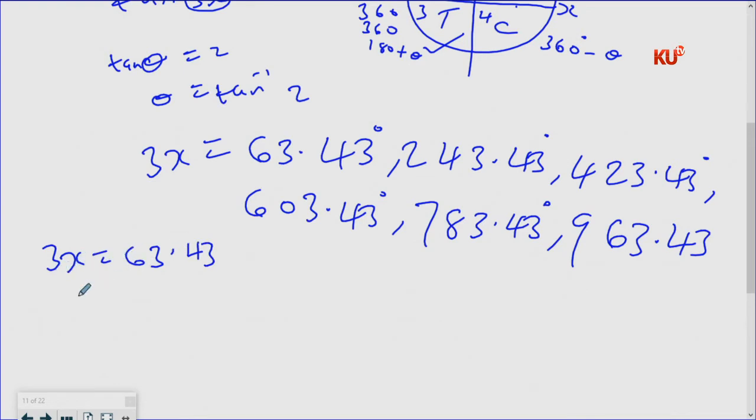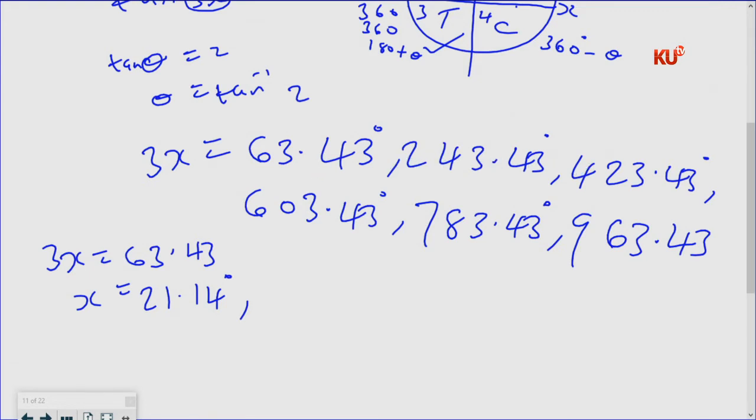How do you get x? You divide both sides by 3. So x alone, if you divide this 63.43 by 3, you will get 21.14 degrees. That is our first angle. So in short, what we are doing, to get the values of x, we have to divide these values by 3. Where is this 3 coming from? It's coming because we have this 3x here. So to get x, you divide both sides by 3. So we have to divide these values by 3.